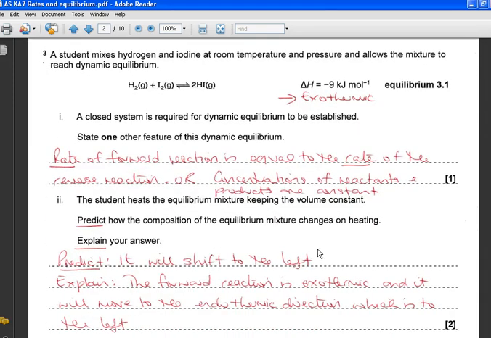Okay, question 3. You're given an equilibrium. I've highlighted, the first thing I do here is just point out to myself that the reaction is exothermic in the forward direction. You are asked to state one other feature of a dynamic equilibrium other than the fact that it's in a closed system. So you could either have said rate of the forward reaction is equal to the rate of the reverse reaction, or concentration of reactants and products are constant.